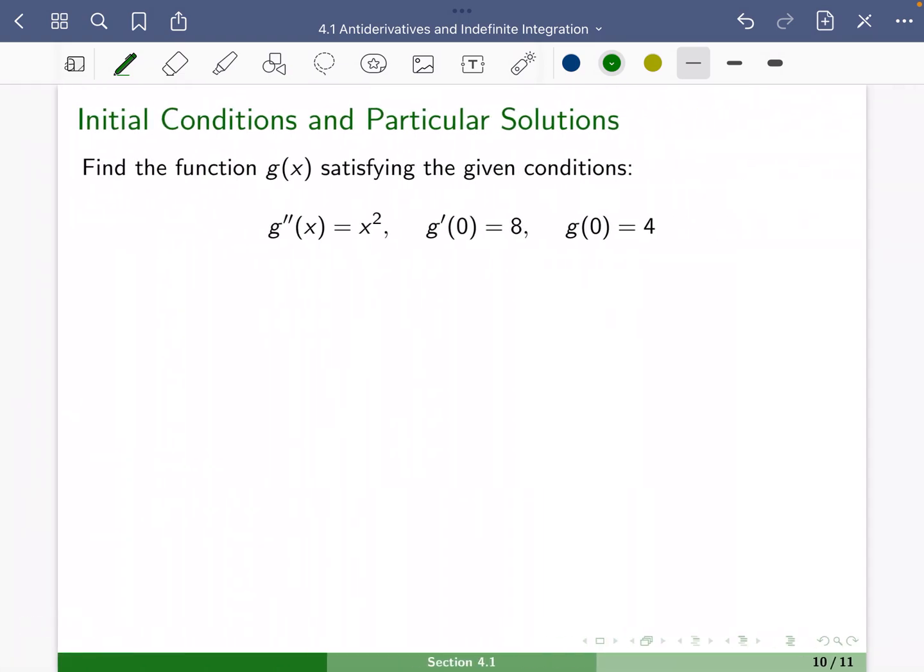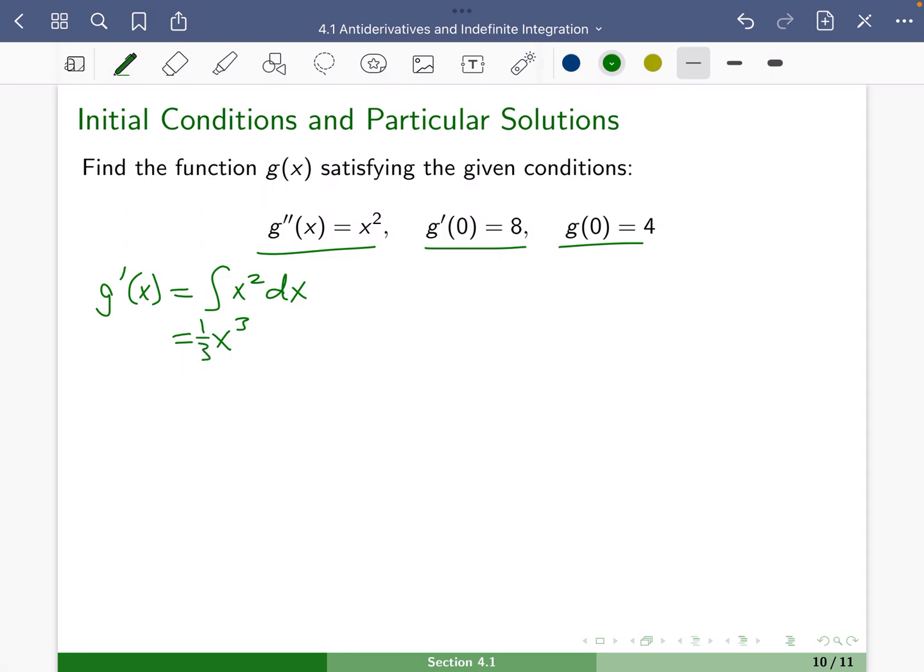Here we want to find the function g of x that satisfies the given conditions. Here we're starting with a second derivative, and they tell us the derivative at 0 and the function value at 0. If we were to integrate the second derivative, g prime of x is going to be the integral of x squared dx. If you were to integrate that, you will add 1 to the power, divide by the new power.